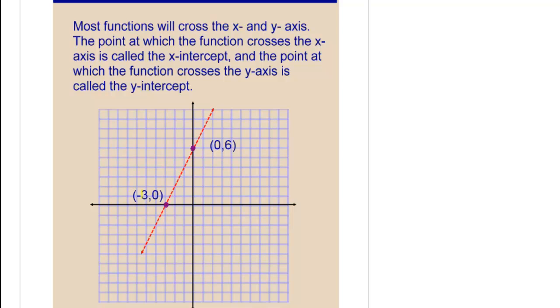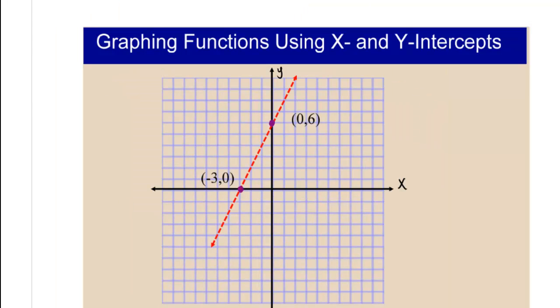So in this picture, (-3, 0) is our x-intercept. And the point at which the function crosses the y-axis is called the y-intercept. So in this picture, for this line, (0, 6) is our y-intercept. If we can figure out the point at which our equation crosses the x-axis and the point at which our equation crosses the y-axis, we can easily graph our equation.